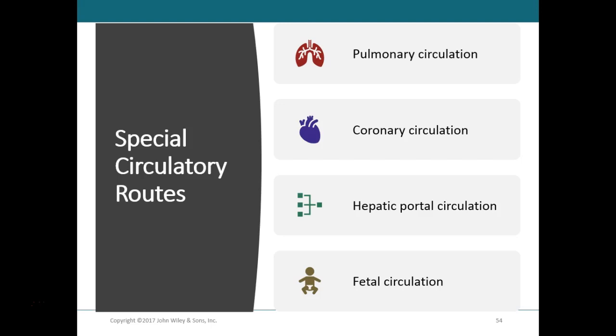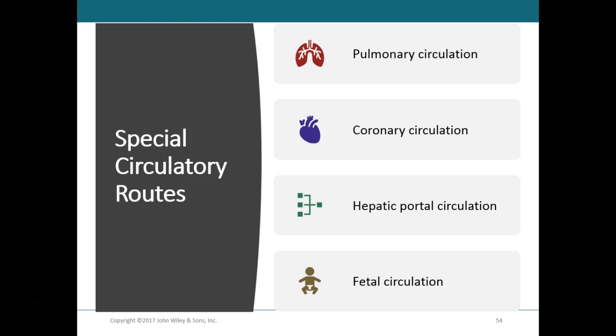So far we've got systemic circulation of the body, coronary circulation of the heart, cerebral circulation that supplies the brain, the hepatic portal circulation, which takes blood from the gastrointestinal tract to the liver, and then the pulmonary circulation, which takes that deoxygenated blood from the right side of the heart out to the lungs, where it becomes oxygenated again, and then that oxygenated blood goes back to the left side of the heart so it can be pumped out to the body.